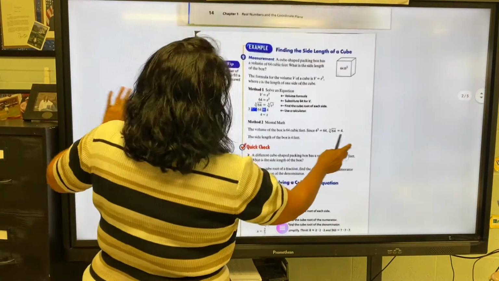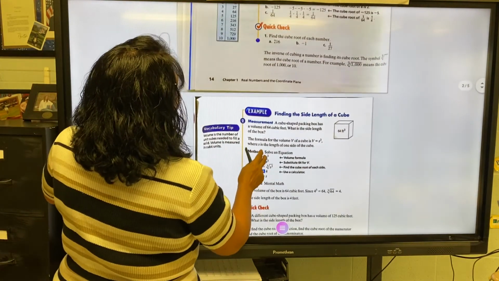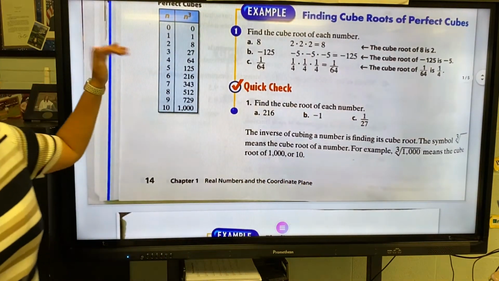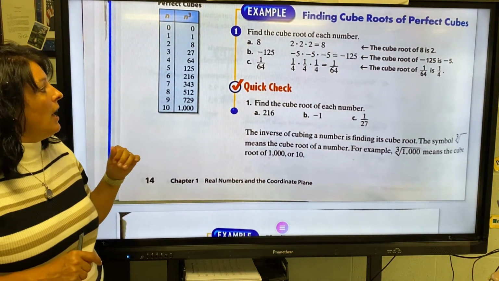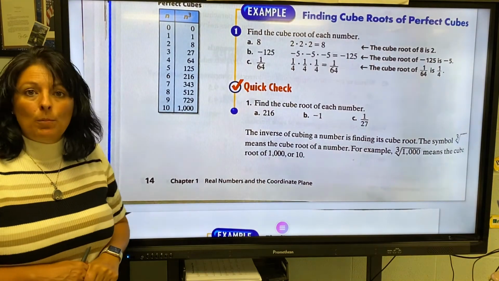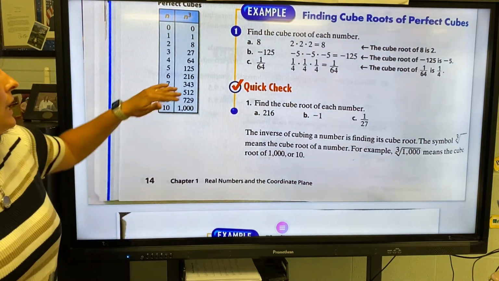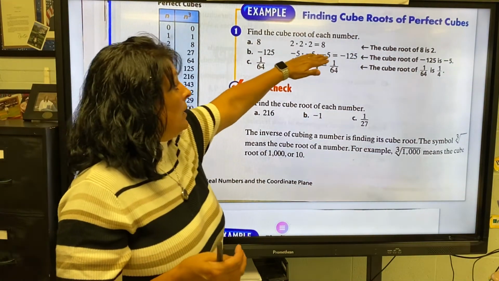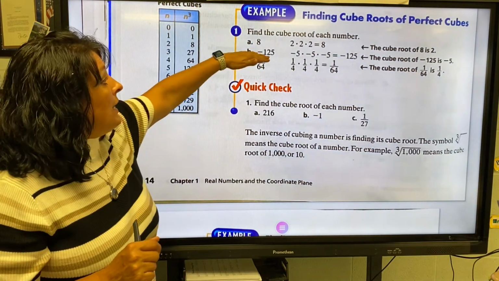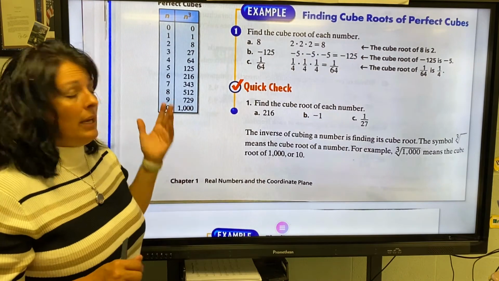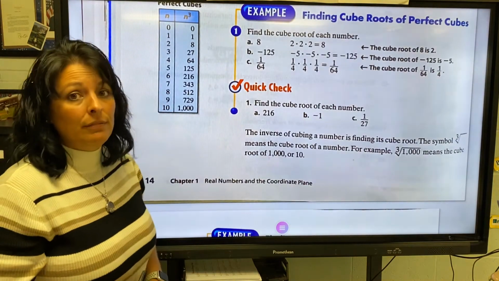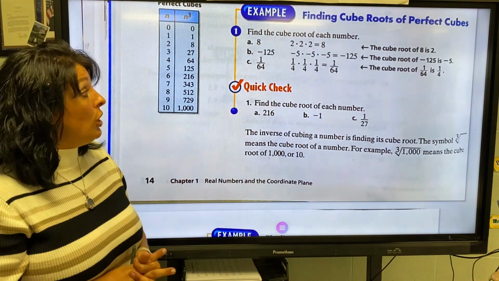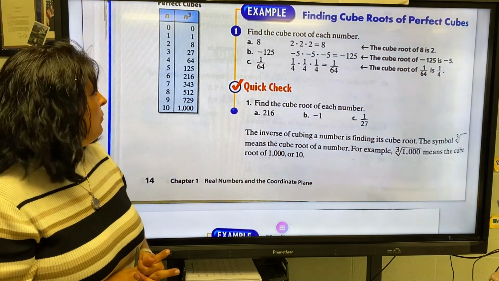All right, the numbers that we're given are negative 125 and 1 over 64. Okay, so 8 we just did in the calculator together, and we got it back to 2. Negative 125, go ahead and try it. Are you getting 5? Go ahead and try 1/64. You should be getting 1/4.